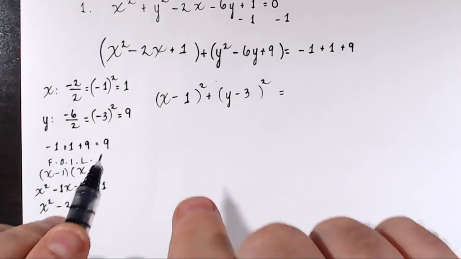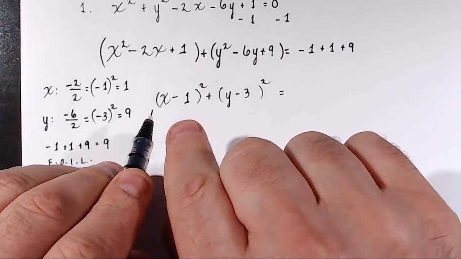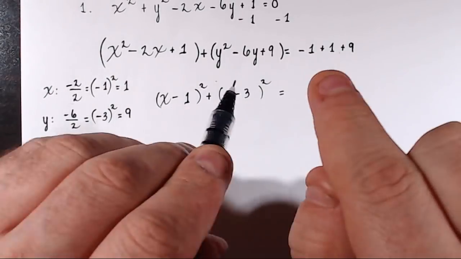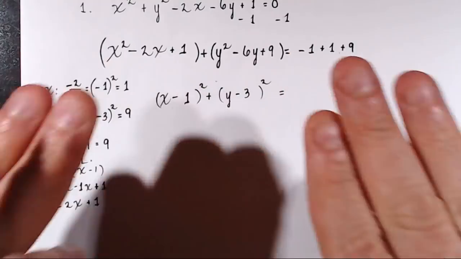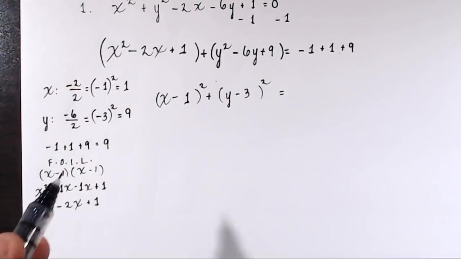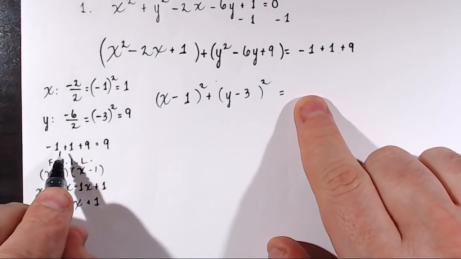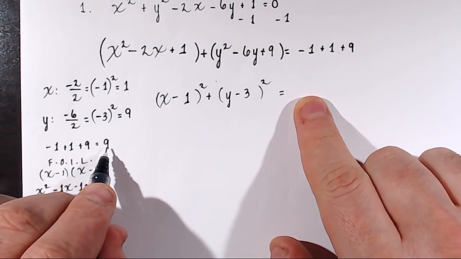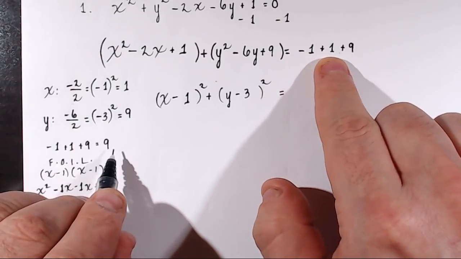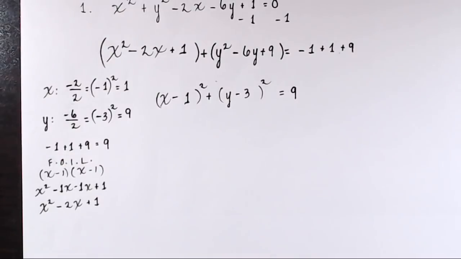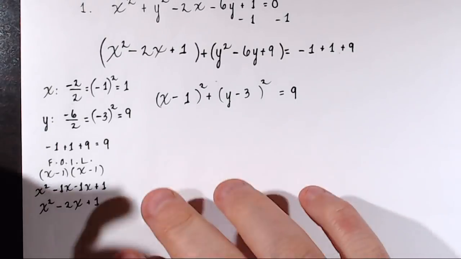And you see now that we have two different difference of squares. This is the difference of two squares. This is the difference of two squares. We have two sets of them, one in terms of x, one in terms of y. Over to the right, I will write down my sum. Negative 1 plus 1 plus 9 equals 9. I am now ready to identify the center of this circle.